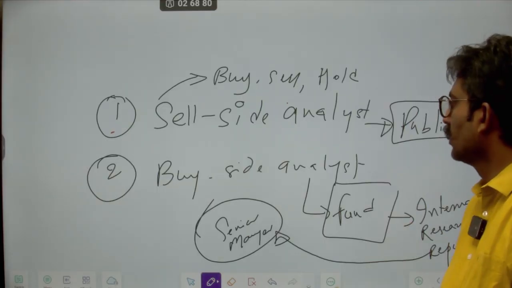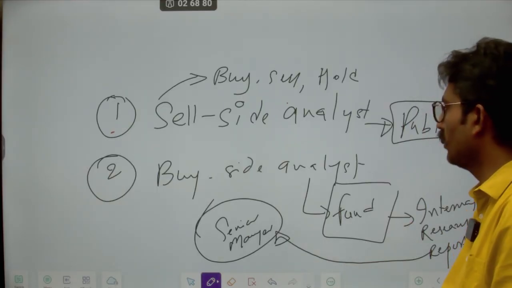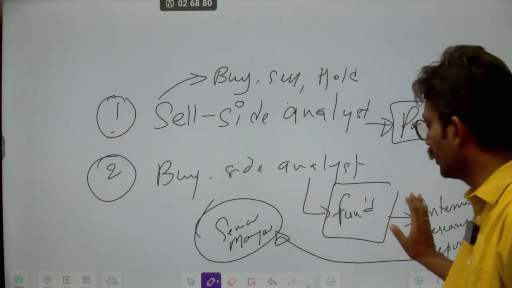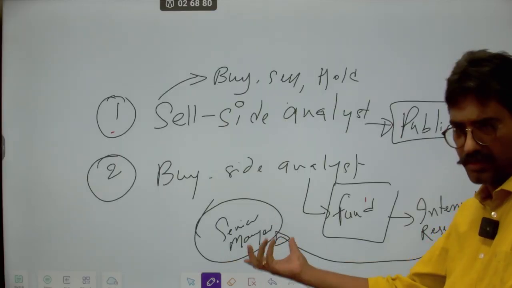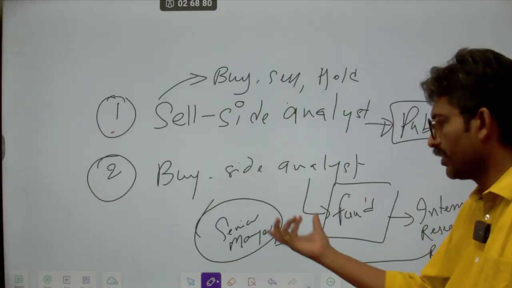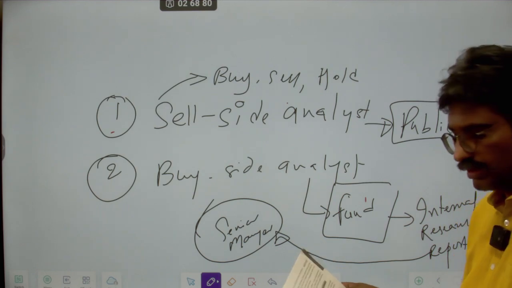Clear? The buy side analyst, whereas, works for some money manager, someone who manages the funds. So he will write a report internally, and then this goes to the investment committee or whatever the fund manager or the portfolio analyst, the manager sits, and they will take a call. So these are the two types.